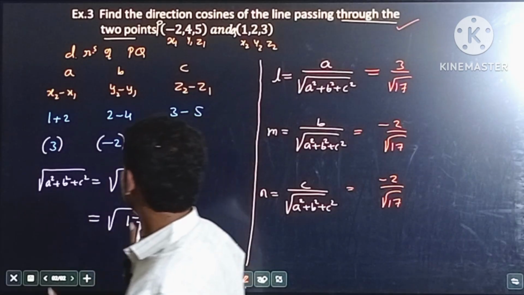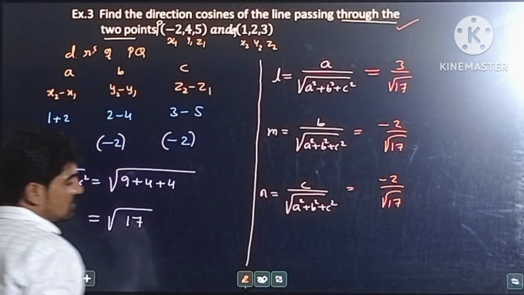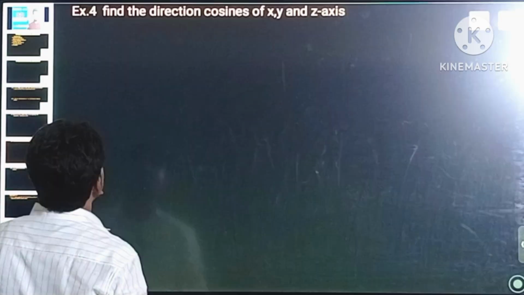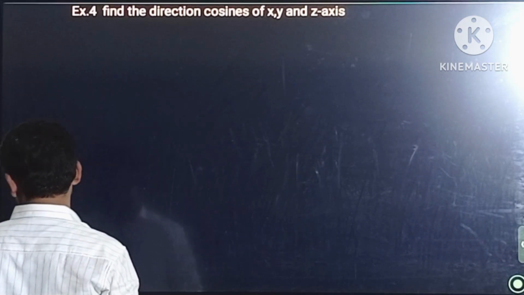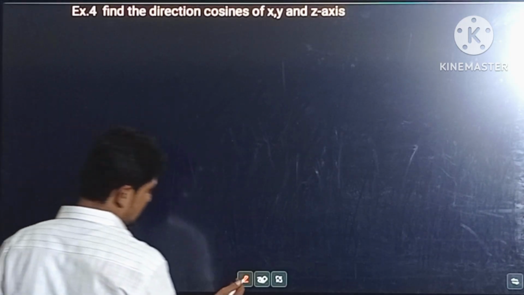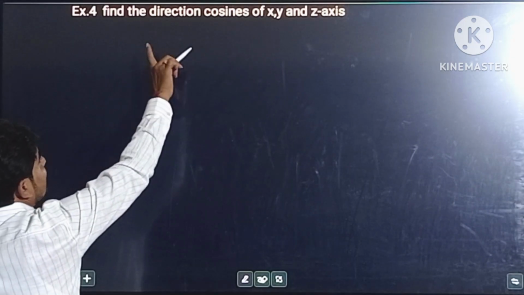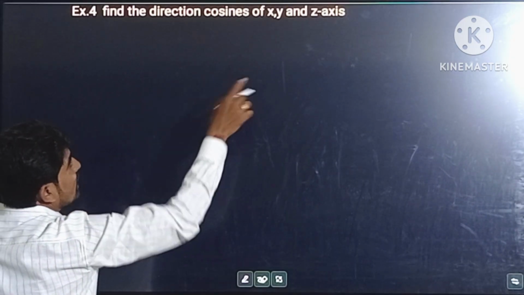I hope all of you understood this third question. So let's start the fourth question. The fourth question is: find the direction cosines of x, y and z axis. Here we need to identify the direction cosines of the x, y and z axis.